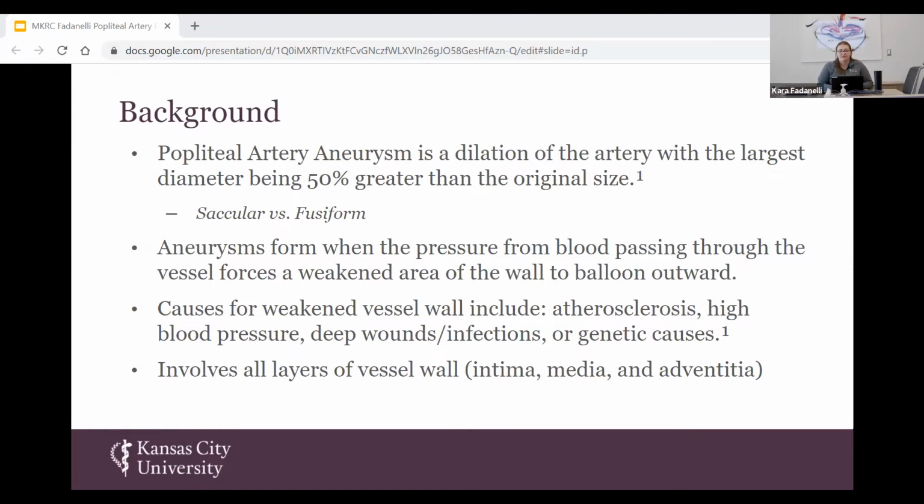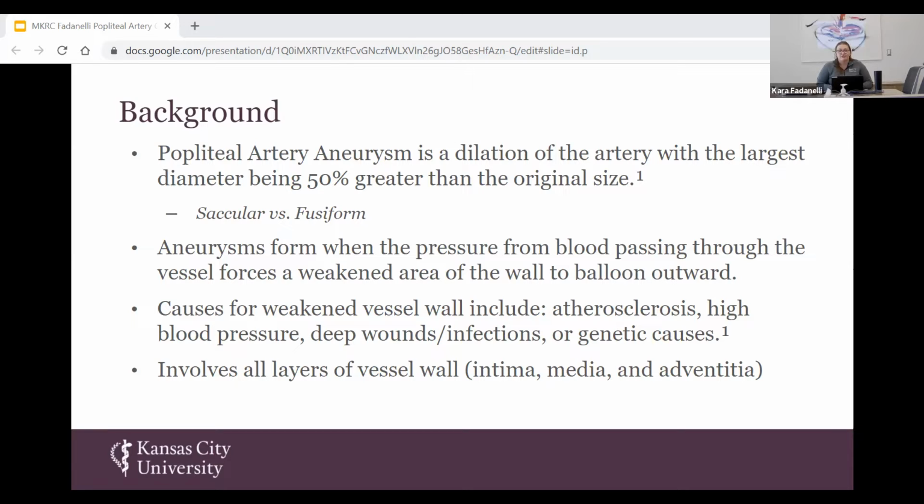So our popliteal artery aneurysm, or a PAA, is going to be a dilation of the artery with the largest diameter being 50% greater than the original size. The 2 shapes that we're going to see with a popliteal artery are going to be saccular and fusiform. So a saccular is going to have a more asymmetric shape, whereas fusiform is more consistent throughout.